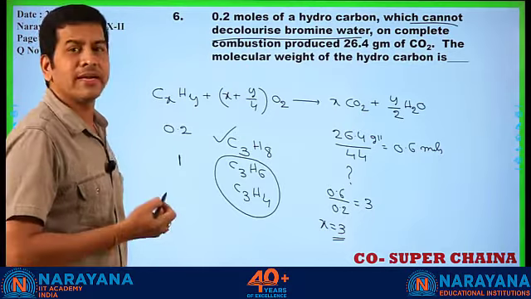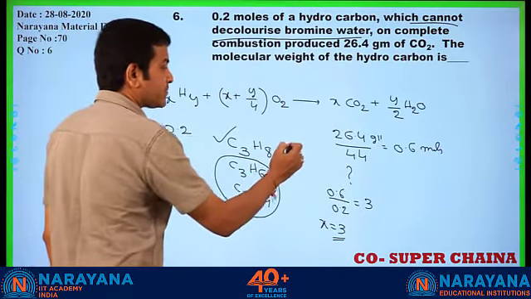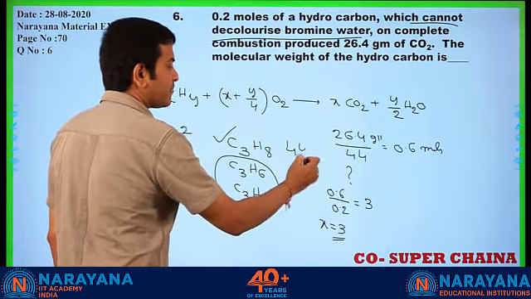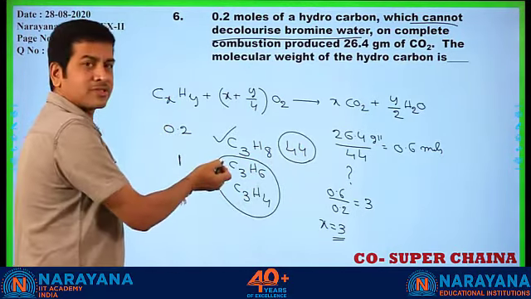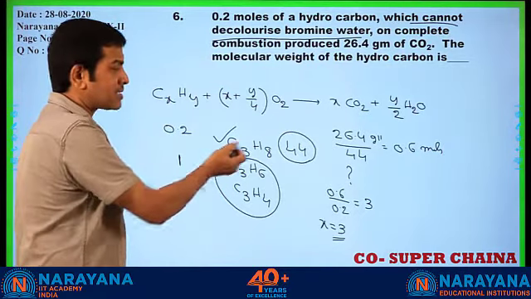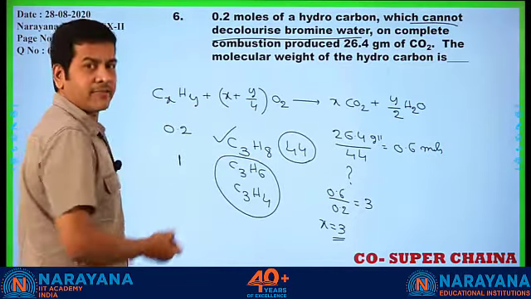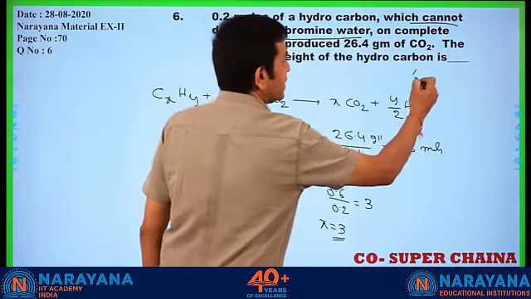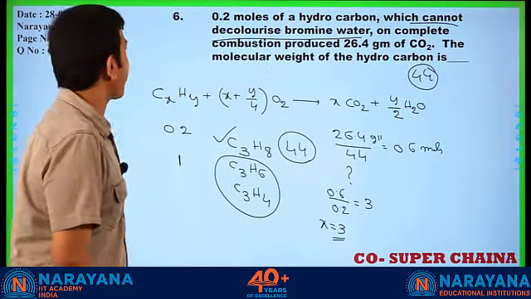He is asking about its molecular weight. Here the propane molecular weight is 44. It has 3 carbon atoms, so 3 into 12 plus 8, okay, 36 plus 8, 44. So this is an integer type question. 44 is correct. Next question.